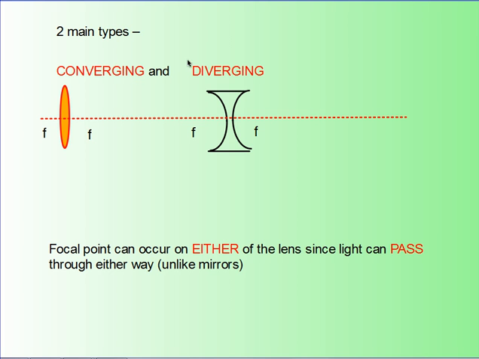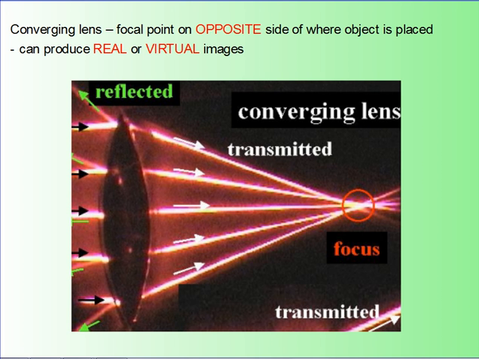Converging lenses and their diagrams. Remember, there are two main types of lenses, converging and diverging. Now, remember the focus on a lens is on either side because light can go through both ways. This is different from mirrors. For a converging lens, parallel rays come in and then they are refracted through the focus.